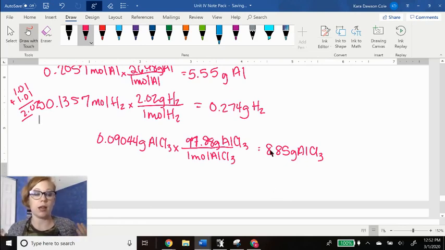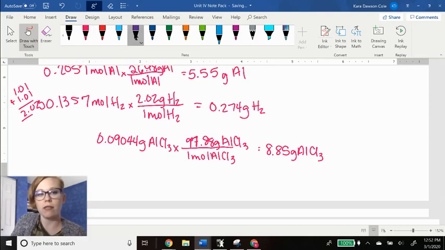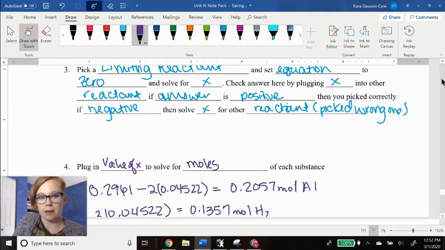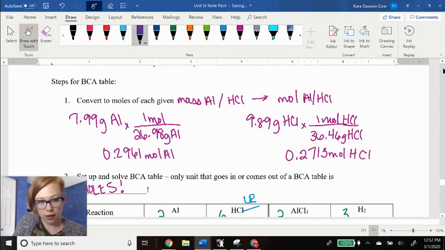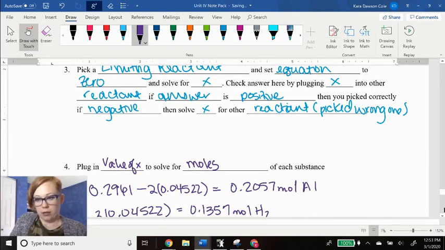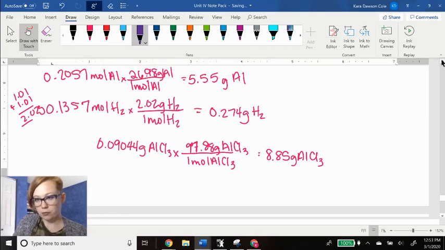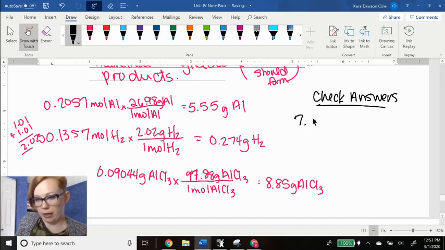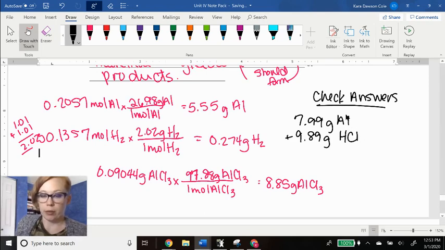So a really good check to make sure that I am right on all of this stuff is to go back to my givens, right? So I was given 7.99 grams of aluminum with 9.89 grams of hydrochloric acid. So then go back down to my answers. Okay. I had 7.99 grams of aluminum, and I need to add that to 9.89 grams of HCl. Now, remember, law of conservation of mass states that whatever I had in the beginning of the reaction is the mass that I have at the end of the reaction.